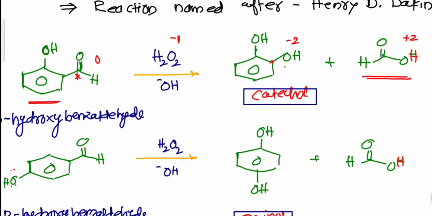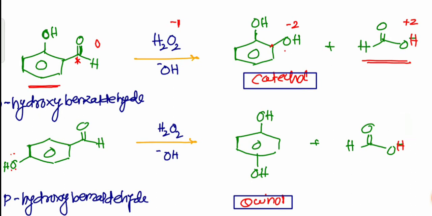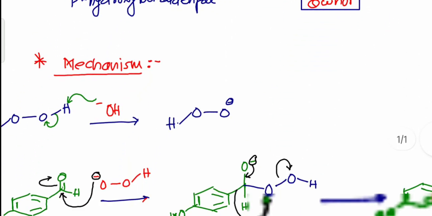One is ortho-hydroxybenzaldehyde, a product of the Reimer-Tiemann reaction, and para-hydroxybenzaldehyde. When treated with hydrogen peroxide in a base, they produce the ortho diol or the para diol. These are the two products expected from the two reactants, and the byproduct of this reaction is formic acid. So that means hydrogen peroxide undergoes reduction, while the reactant, the carbonyl compound, undergoes oxidation. So what is the mechanism of this reaction?